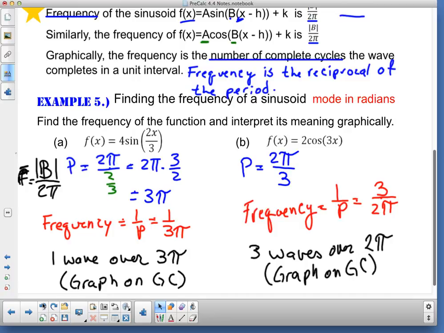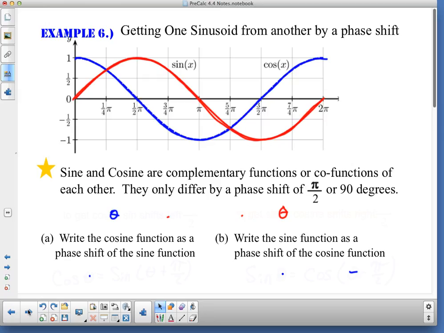3 waves over a 2 pi period. Okay, check out what it looks like in the graphing calculator. And that's true with sine and cosine. It doesn't matter whether I use sine or cosine, and it doesn't matter about the amplitude. We are just talking about the frequency, and it's the ratio as we go through.